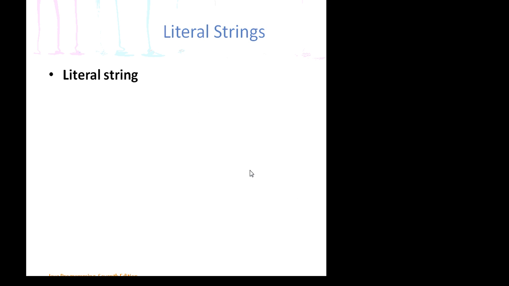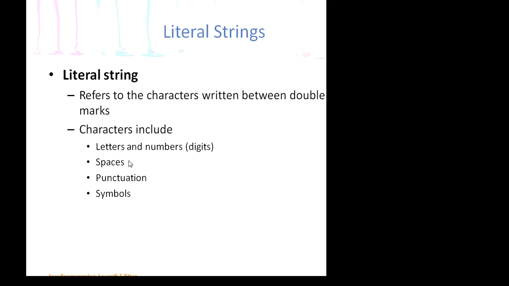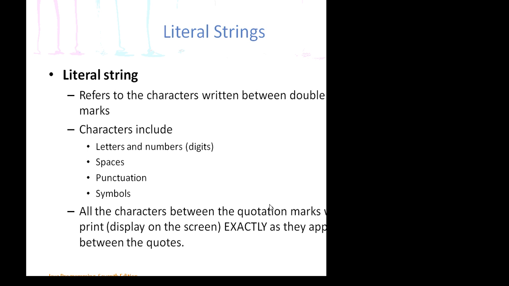The next thing in the notes is about literal strings. Literal strings refer to the characters that are written between double quotation marks, and we'll show that in a second. Characters inside those double quotation marks include things like letters and numbers. Spaces are considered characters. Punctuation marks are considered characters, and symbols. And so all the characters between the quotation marks will print or display on the screen exactly as they appear between the quotes.